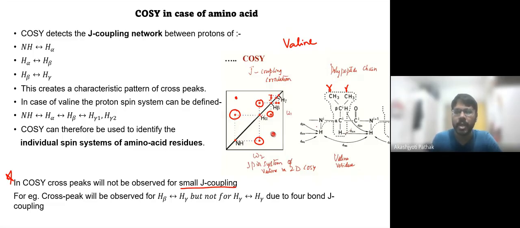For example, the amide proton and the gamma proton have very small J values, so we will not observe cross peaks for small J coupling. Cross peaks will only be observed for one-bond coupling like H alpha, H beta, or two-bond coupling like CH2, or three-bond coupling. Cross peaks will be observed for H beta, H gamma, but not for the amide proton and gamma proton. These will not be observed.